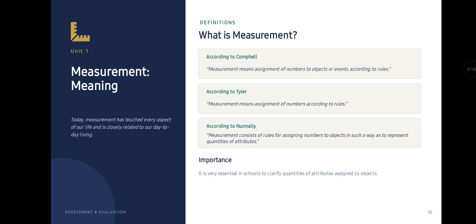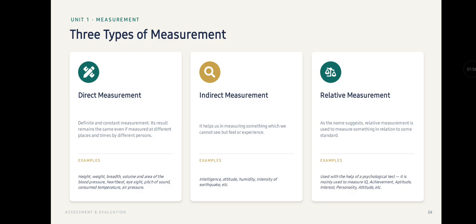According to Nunnally, measurement consists of rules for assigning numbers to objects in such a way as to represent quantities of attributes. Its importance is that it is very essential in schools to clarify quantities of attributes assigned to objects. We'll go to the three types of measurement.